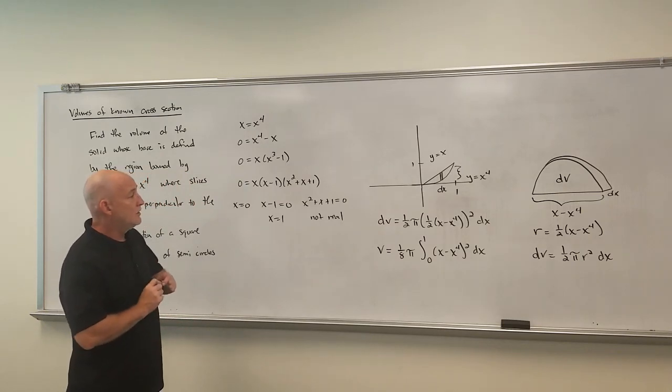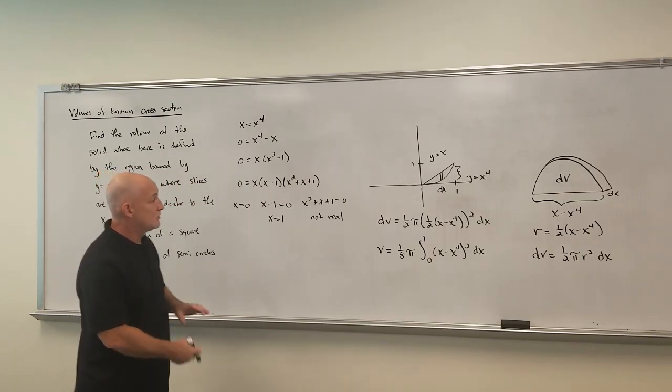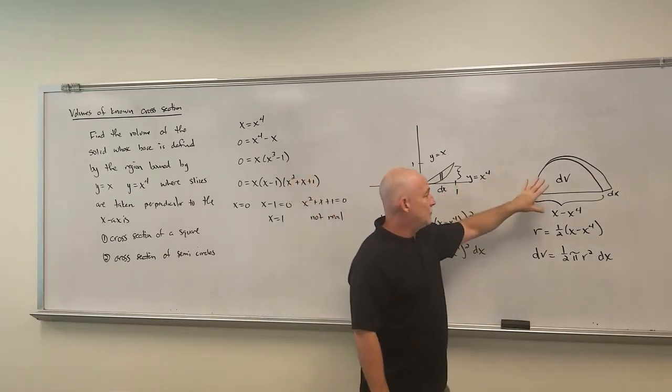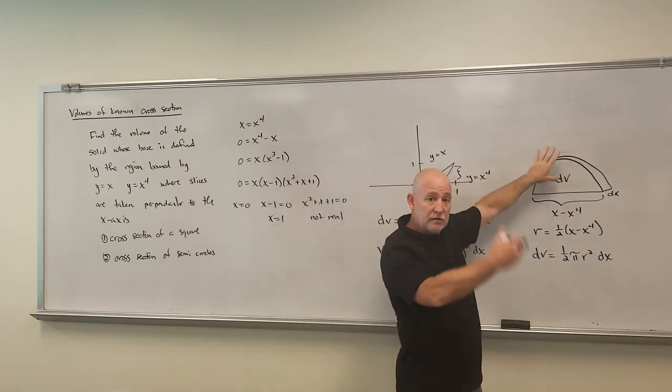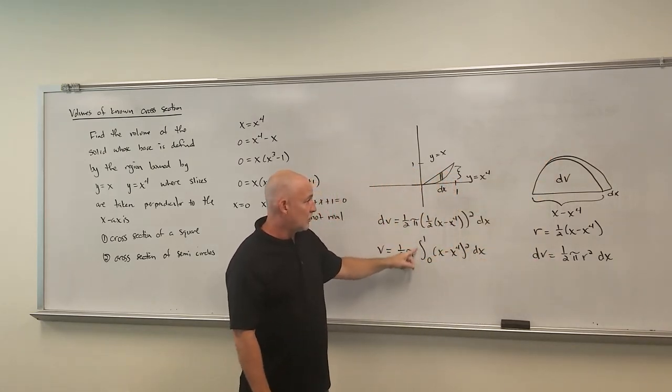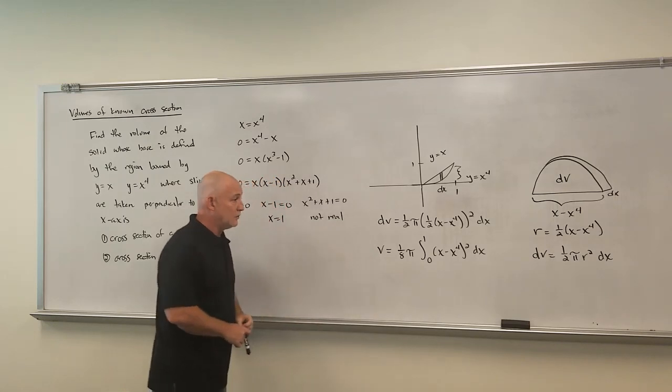All right, so to find the volumes of known cross sections, sketch the region, draw your representative rectangle, go over to the side, draw a quick picture of what the cross-section should look like, find a little piece of dV, and then just integrate that across the region, and that will find you the volume.